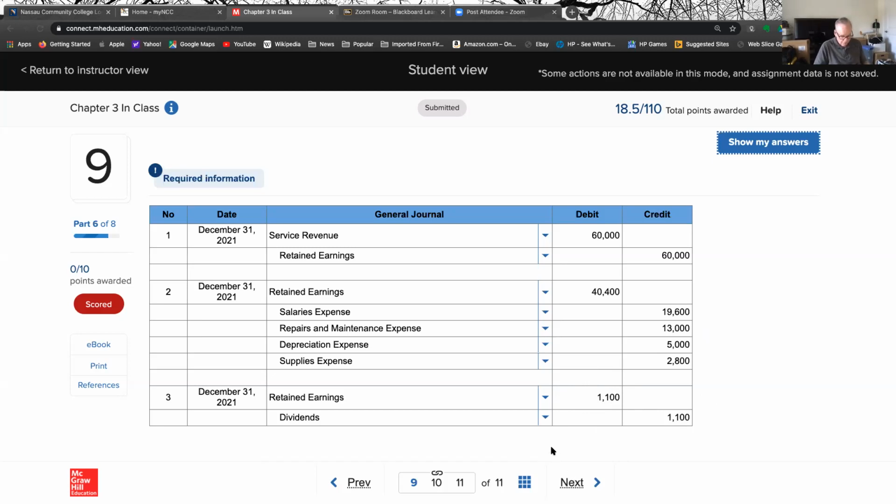The other thing that the closing entries do, which is just as important, is it's the only way you can change the balance in retained earnings. Remember, when we started this problem, retained earnings had a balance of $9,500. But by the time the problem is finished, retained earnings has a balance of $28,000. So this is how the balance changes.